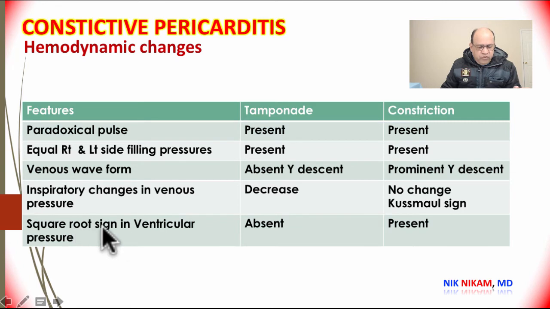The square root sign in both the right and the left ventricular pressure tracings is absent in patients with tamponade, whereas it is one of the important findings in patients with constrictive pericarditis.